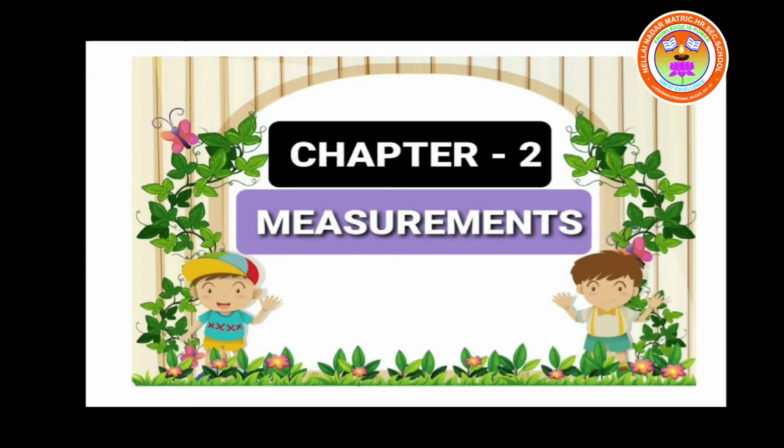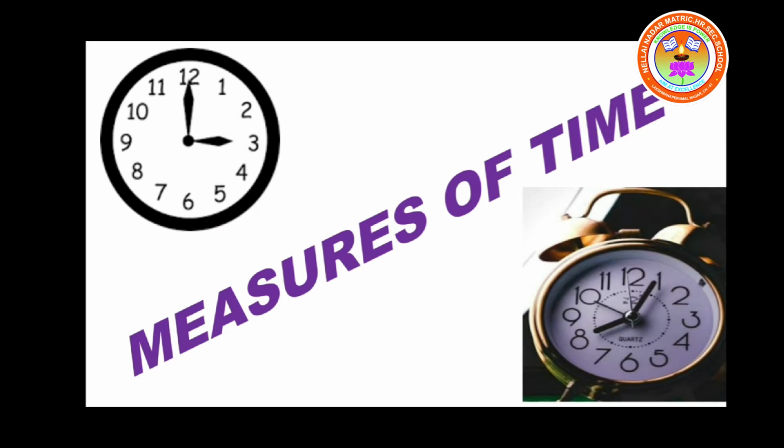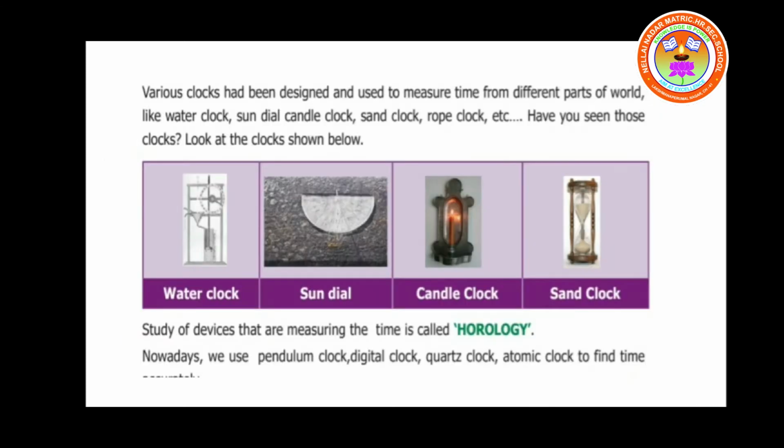Chapter 2, Measurements. Under this topic, we are going to learn about measures of time. In olden days, various clocks had been designed and used to measure the time in different parts of the world. What are the different types of clock they could have used?